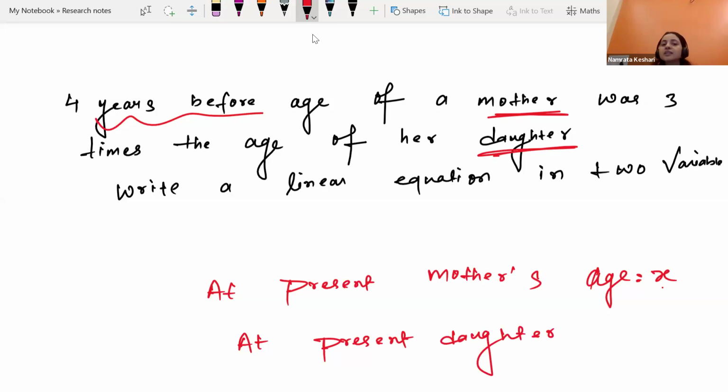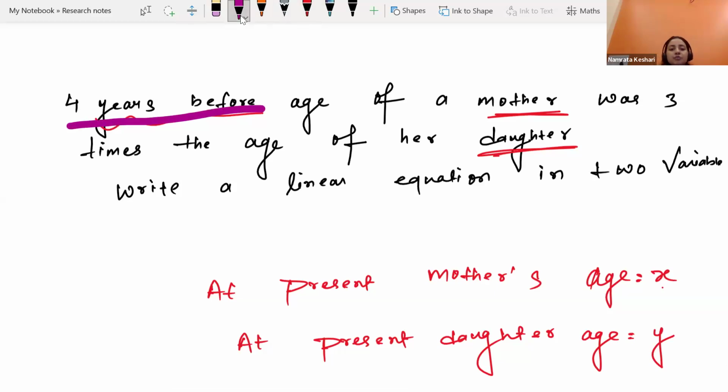I'm just trying to explain that whenever we will be solving age related questions, you always start your assumption with the present. Even if the question is talking about 8 years after, 4 years before, whatever it is talking about, you start your assumption that at present this person is having X years, that person is having Y years at present. Okay? Daughter's age at present we are assuming as y. Are you understanding what I am trying to say, students? Yes, ma'am.